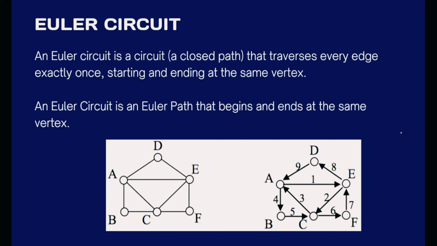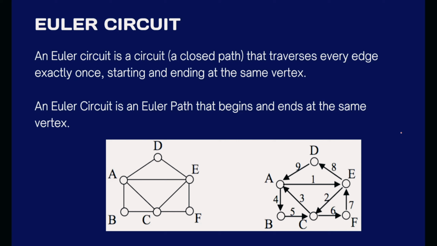In the example, A, D, E, B, C, E, F are vertices. Here we are starting at A. From A, I can go to D or E or C or B. Here I am going to E. From E, I am going to C. And from C, I am going to A. And from A, I am going to B.